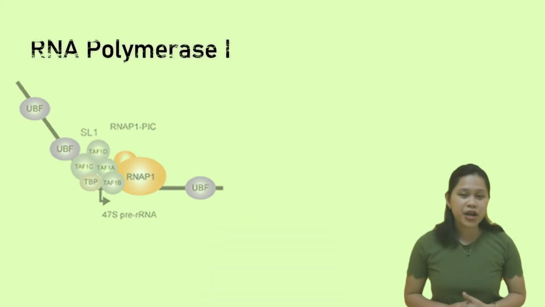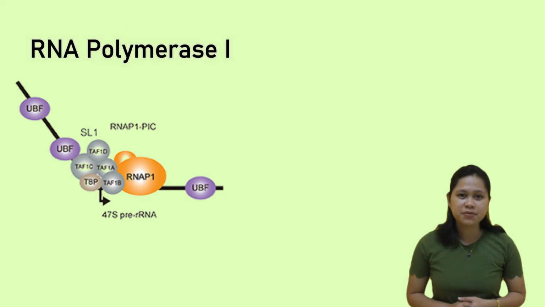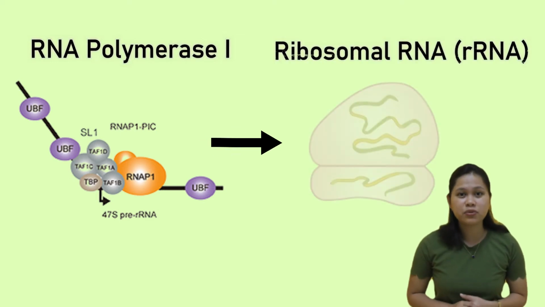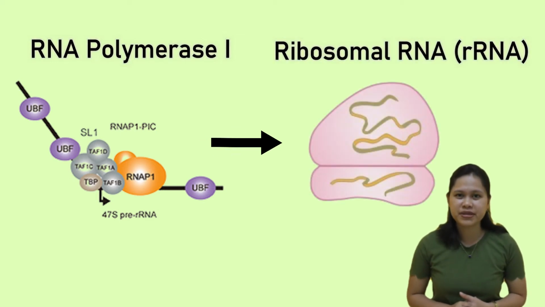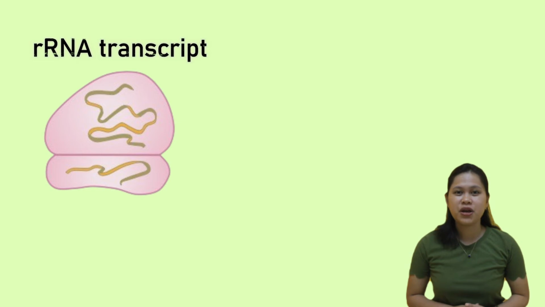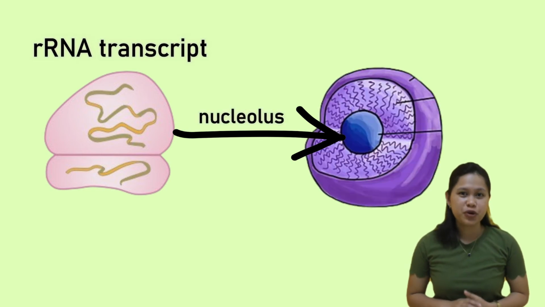While prokaryotes like bacteria have one RNA polymerase that transcribes all types of RNA, eukaryotes like plants and mammals can have numerous forms of RNA polymerase. RNA polymerase 1 is responsible for synthesizing most ribosomal RNA transcripts. These transcripts are produced within the nucleolus, a region within the nucleus where ribosomes are assembled.